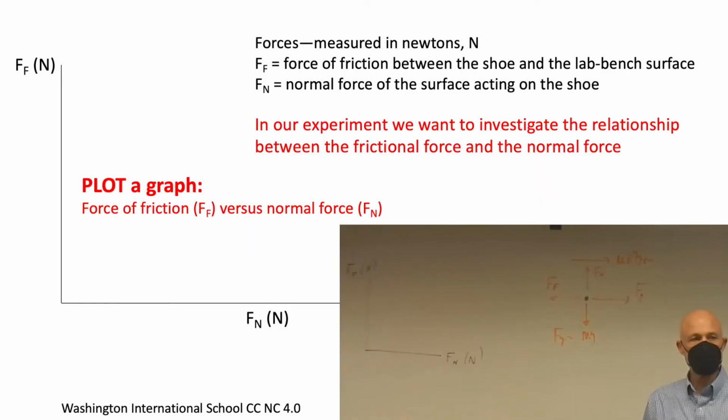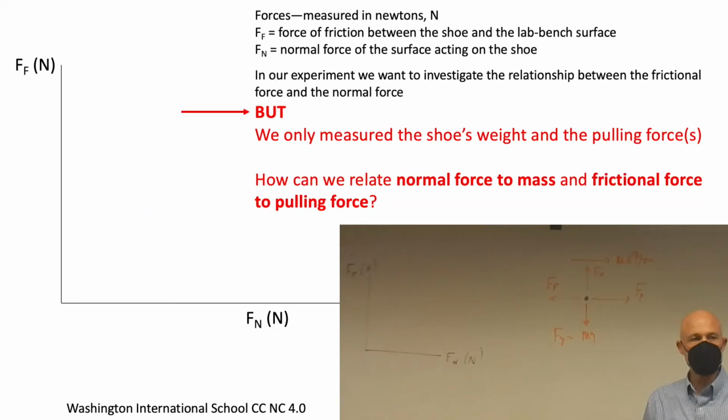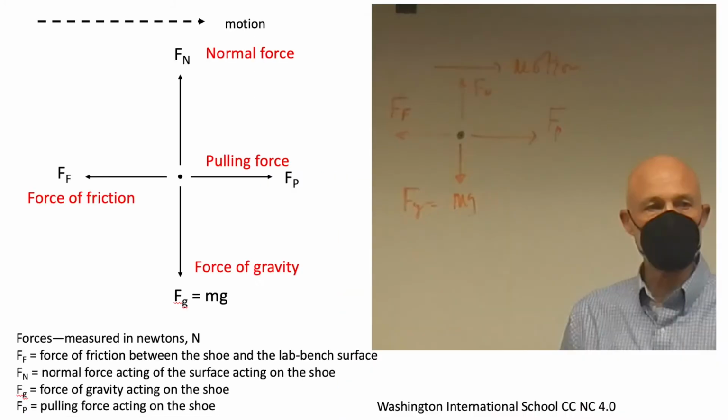So here we've got a graph where F subscript f is the force of friction, Fn is the normal force, the force of the surface acting on and supporting the shoe, and we want to investigate the relationship between those two items. But we only measured the shoe's weight and the pulling force with different masses in as well. So how can we relate normal force to mass and frictional force to the pulling force that we actually measured?